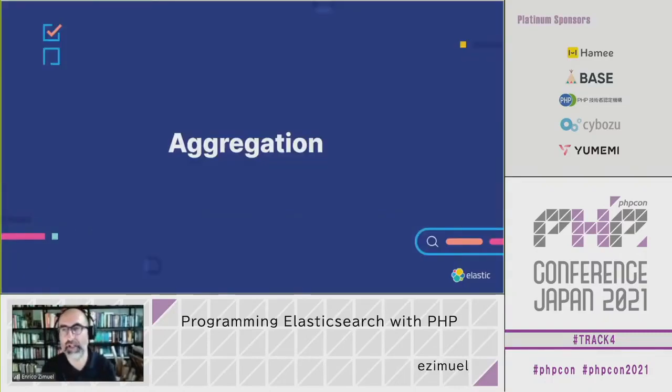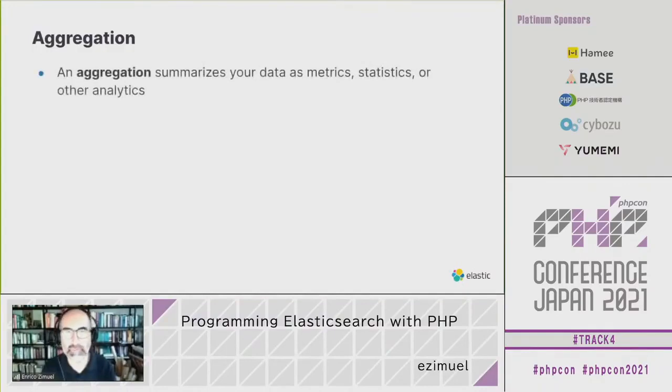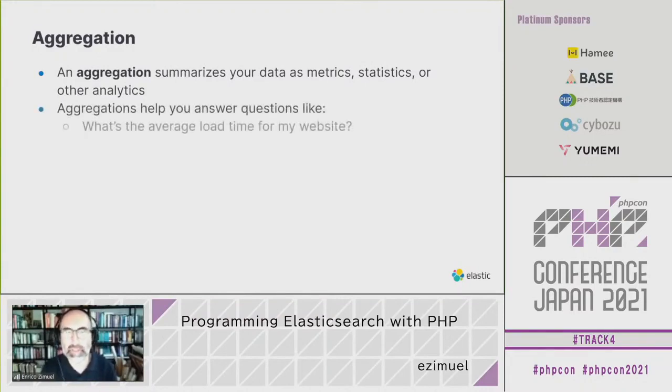Elasticsearch also provides a lot of other features. Of course, in this presentation, I just give you a brief introduction. Another nice feature is aggregation. What does aggregation mean? It is aggregating data using different metrics, statistics, or other analytics. For instance, aggregation can help you answer a question like, what's the average load time of my website? Imagine that you are storing the load time of your website in Elasticsearch. You can query Elasticsearch to give you the average load time.